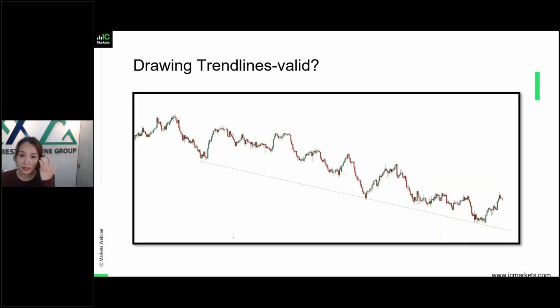Okay, so I have a question. Do you think this trend line is valid? Do you think I can draw a trend line like that? This is very nice: one touch, two and three, and then it bounces off from here. Do you think this is a valid trend line? Anyone? Okay, somebody says no. Okay, good one.